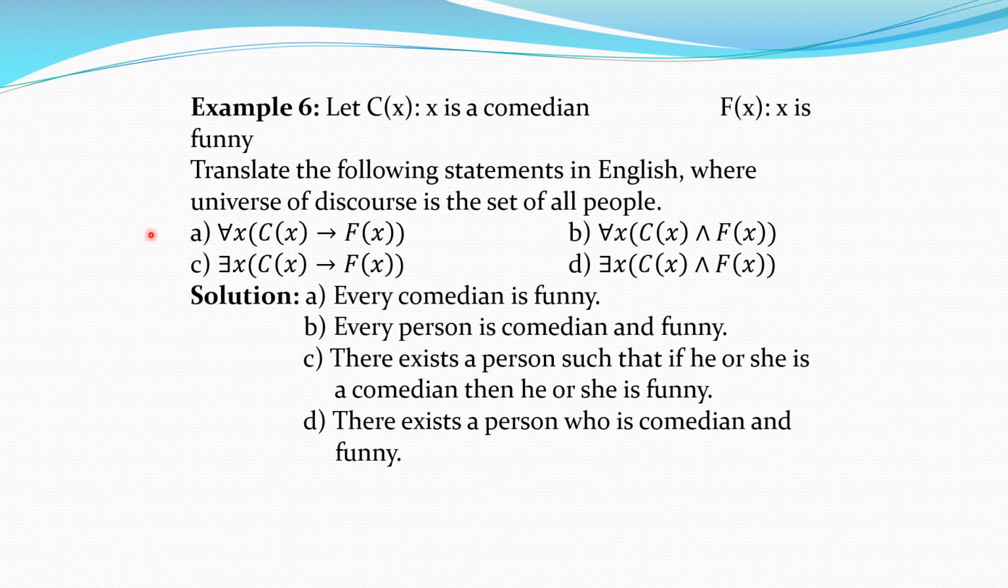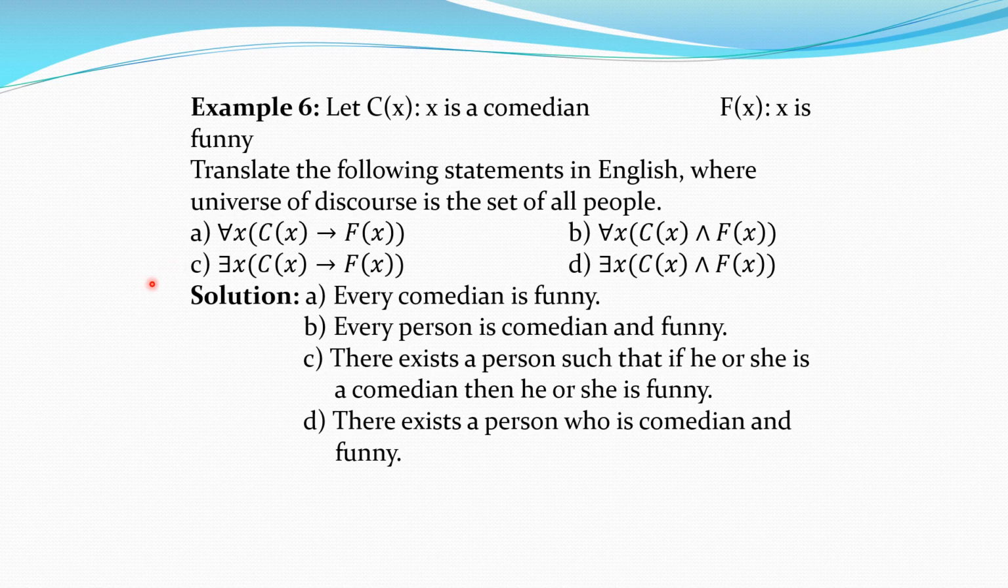But this is given for all x in that group. So we can say that every comedian is funny. Means any person who is a comedian is funny. That is the statement in English. Now B, for all x, C(x) and F(x). Now for all x means for every person, C(x) as well as F(x) means every person is a comedian as well as funny. So how to write in English? Every person is a comedian and funny.